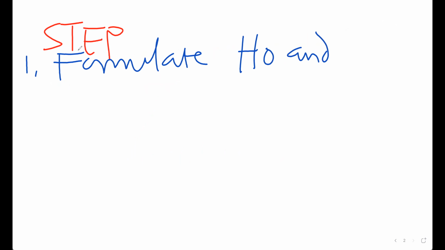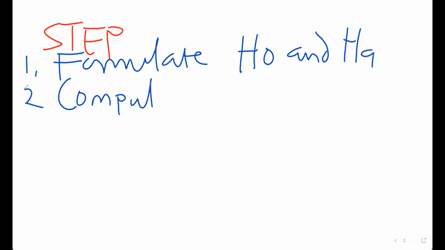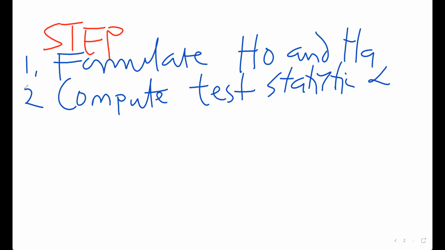But for now, let's write the steps in hypothesis testing. These steps are what you are going to use throughout. Step one is to formulate the null and the alternative hypothesis. That's step one. Step two is to compute the test statistic and the critical value. And here we are going to use t-test.